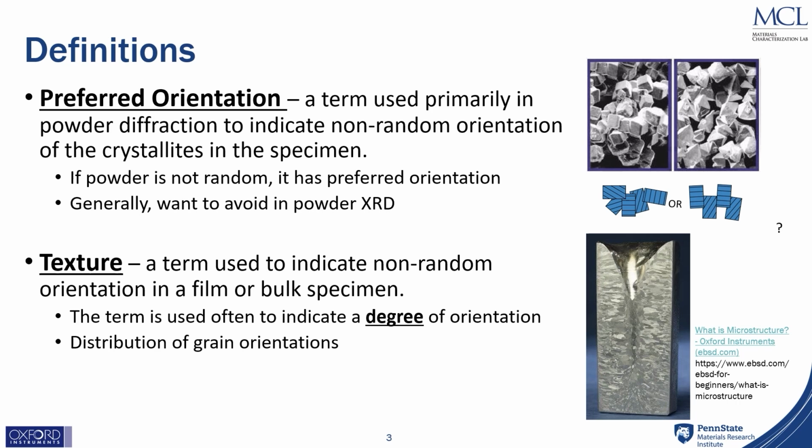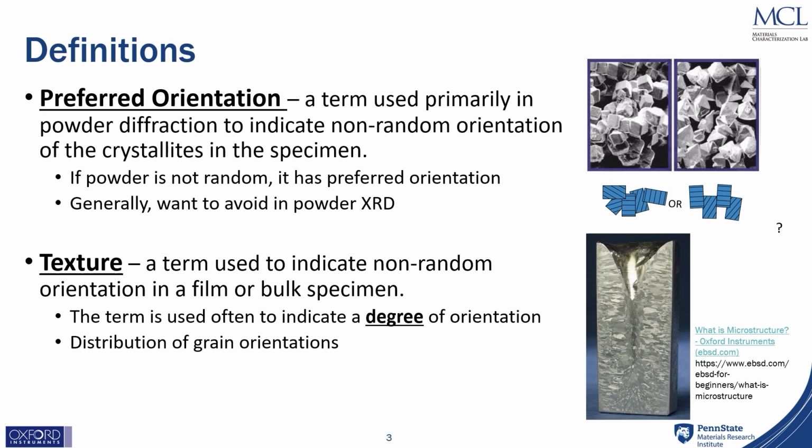So there's a couple of definitions here that are useful. When we talk about preferred orientation, this term usually is used for powder diffraction to indicate a non-random orientation of the crystallites in a specimen. So in the image that we just saw, you saw rings that were fairly uniform. That means that the powder that was measured there is pretty random. All possible orientations were visible there.